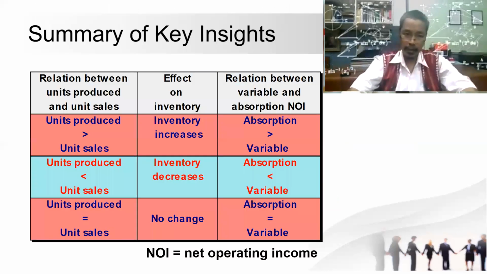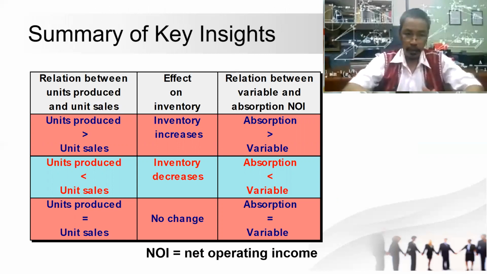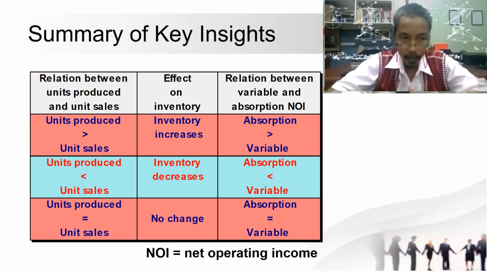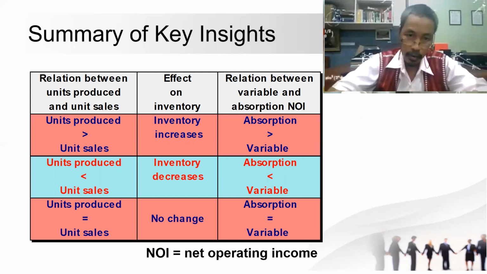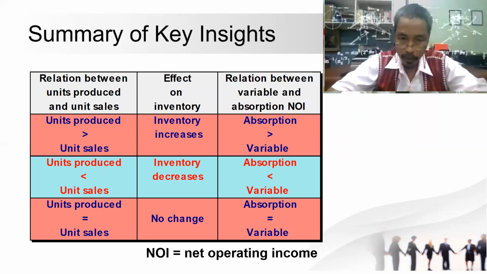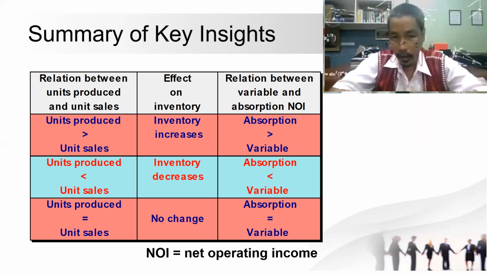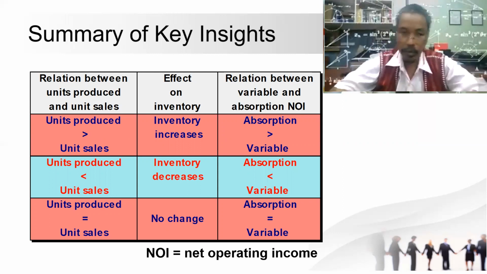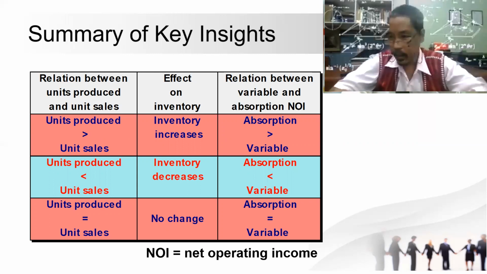Summary of key insights. Relation between units produced and unit sales. Either it is greater than, less than, or equal. So what are the effects if we have greater than, equal, or less than? And we can also conclude about the relation between variable and absorption. So let us proceed. What about if units produced is greater than unit sales?